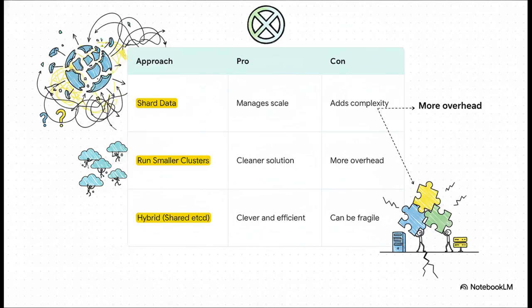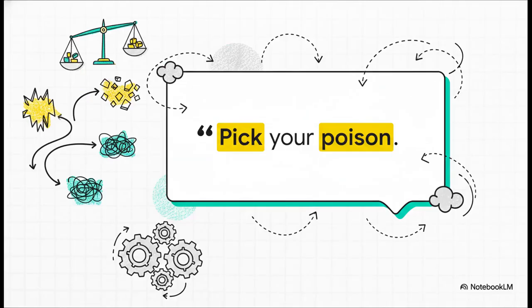You could shard your data, right? Split your resources across different etcd instances, great for scale, but now you've got more complexity and multiple sources of truth. Or you could just run a bunch of smaller clusters. That's often cleaner, but boom, now you have way more operational overhead. There are even some clever hybrid models, but they can be pretty fragile if you're not careful. See the pattern? Every solution creates a new problem. Which is why you hear this phrase a lot: pick your poison.